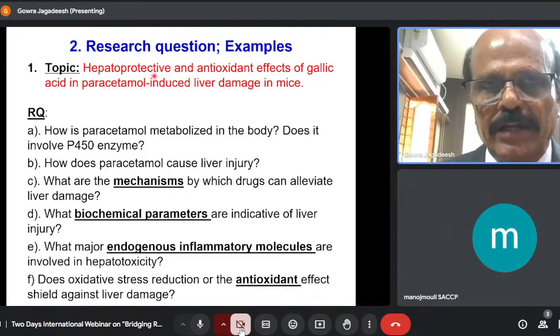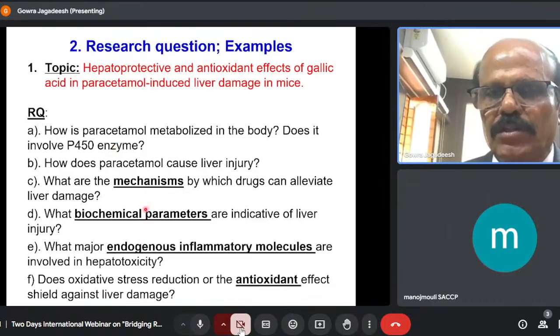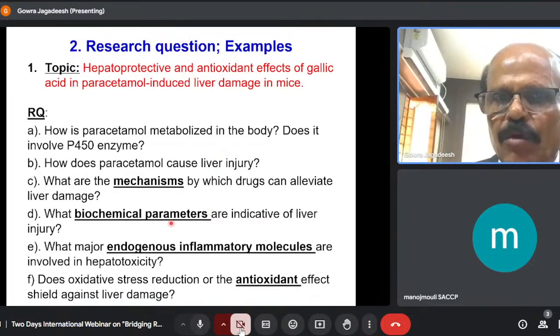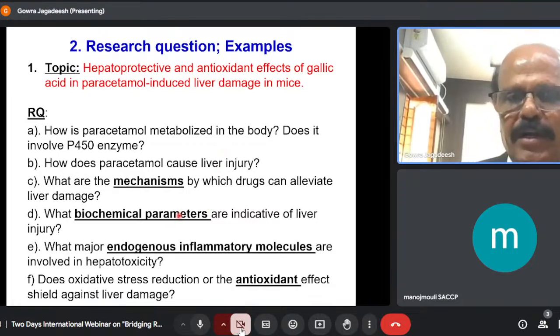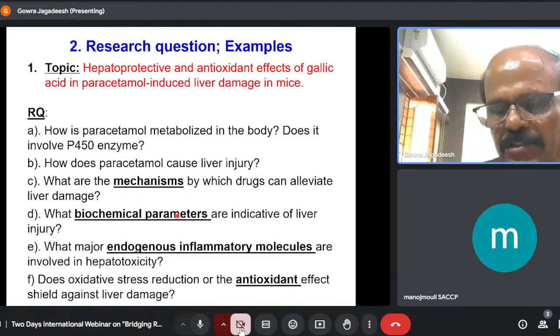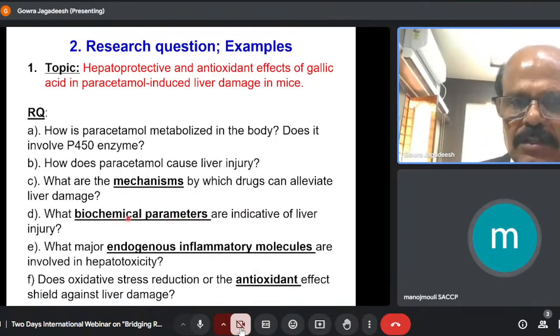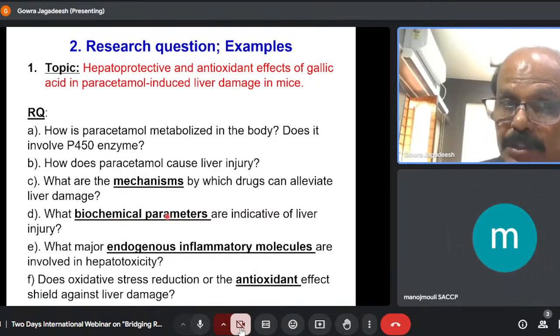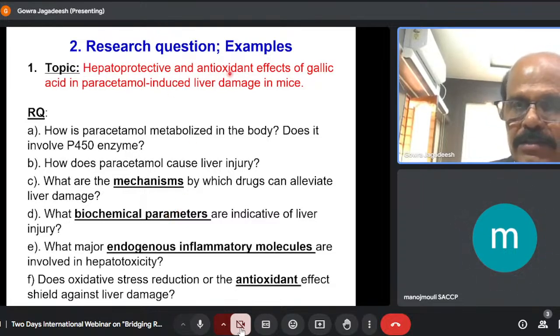When you understand this whole thing, then you ask a series of questions. For liver damage, what biochemical parameters define it, like SGPT, SGOT, ALP? How do you estimate them? Again, you have to get into the objectives and write down the methodology. Then for the antioxidant effect, you have to consider what different oxidative enzymes you can estimate, including ROS. And you can also think about what inflammation is.